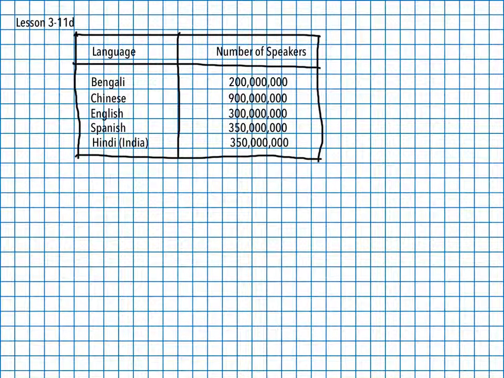Alright, ladies and gentlemen, this is the data that I want you to use to make your pictograph. Oh, I need a title on this. Just a second here. There we go. Now we have a title: the number of speakers of the 5 most common languages in the world. You see we have the language on this side: Bengali, Chinese, English, Spanish, Hindi, which is an Indian language, and then we have the number of speakers.